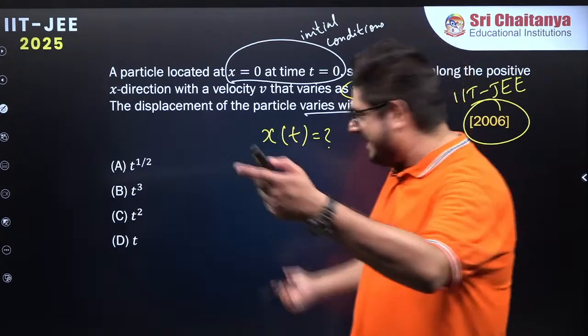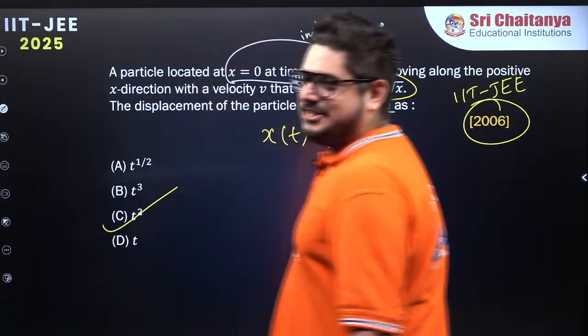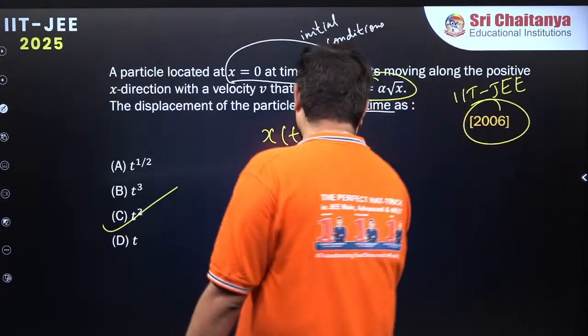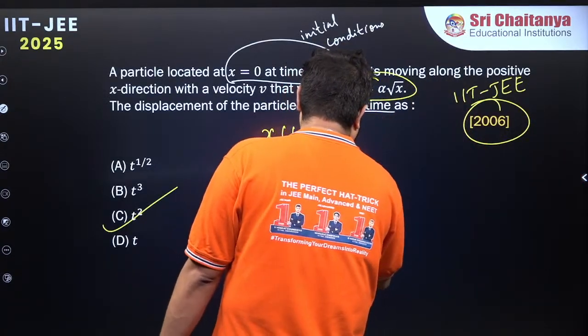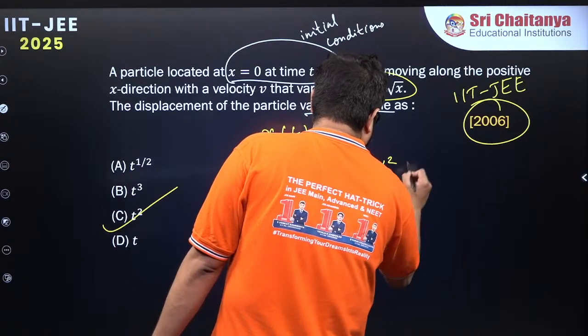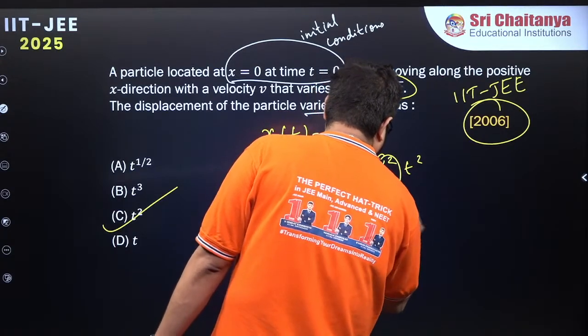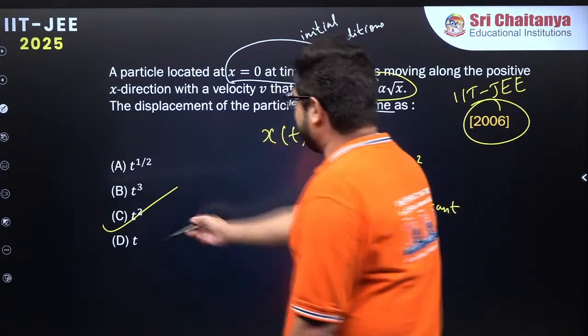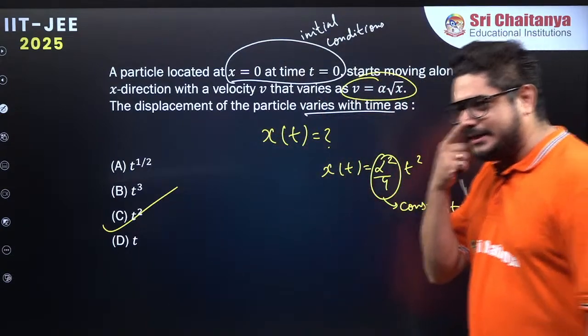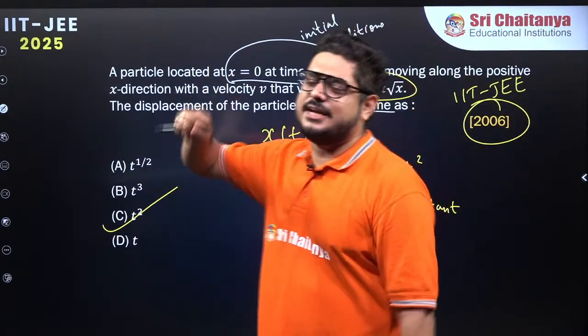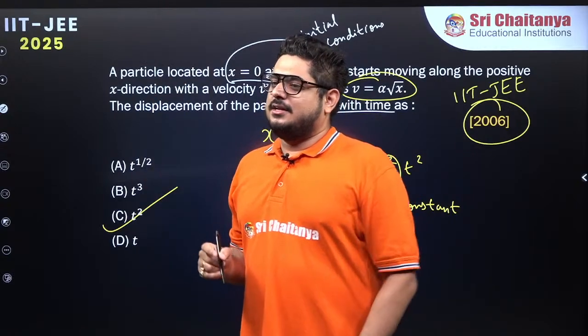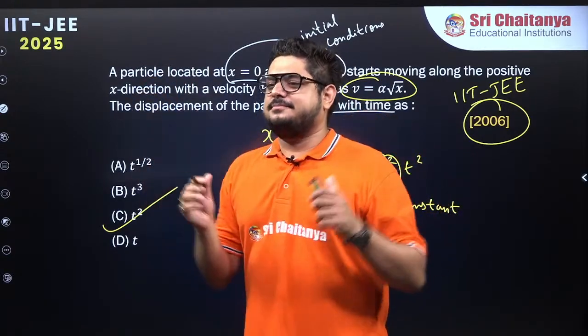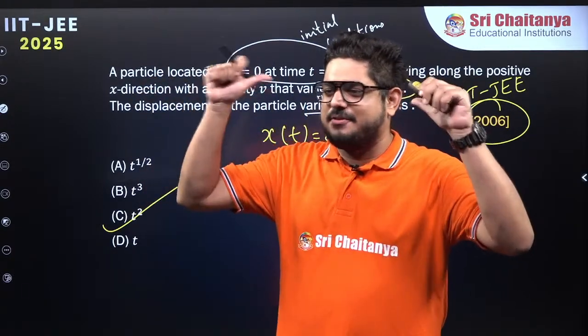सब लिखो भाई. C, t square आएगा ना. देखो क्या आ रहा है. What is being given? x(t) is equivalent to alpha square by 4 into t square. What is this? This is nothing but a constant. So that's why t square is going to be the correct answer to this question. Give me a thumbs up if you got this, everyone.